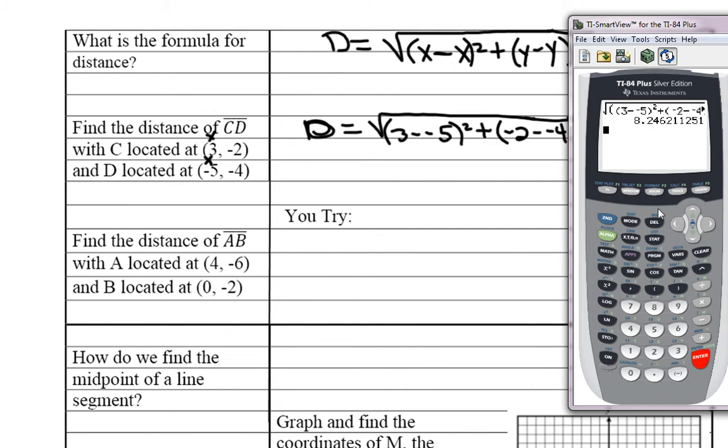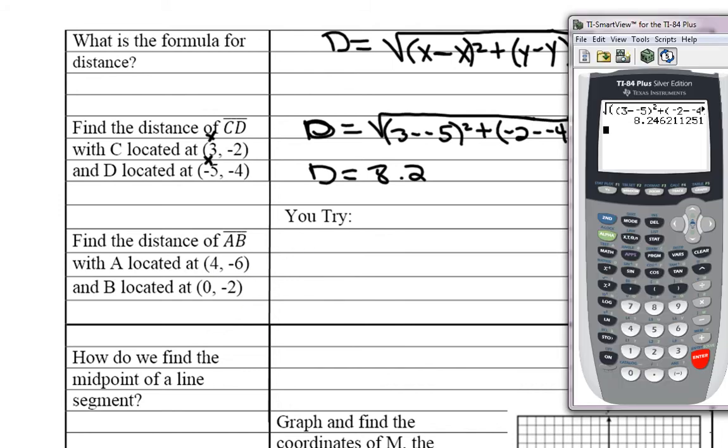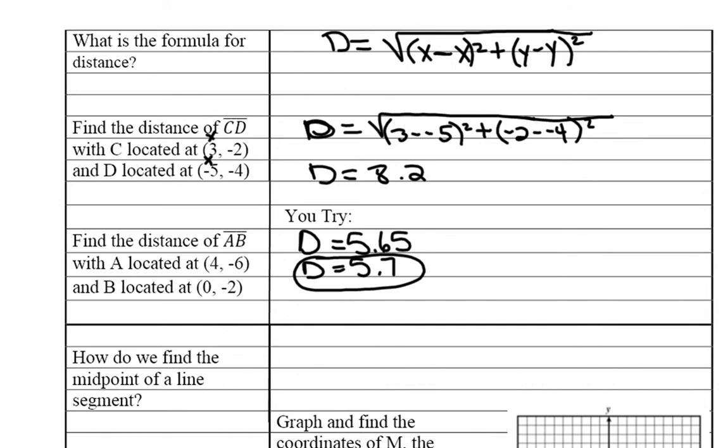So you should get 8.2, and that's just rounding to the nearest tenths. So now I'd like for you to try using this formula right here, the distance formula, to find the distance of AB with these points. Pause the video and see if you get the same solution as me. Okay, so I got 5.65, which rounds up to 5.7.